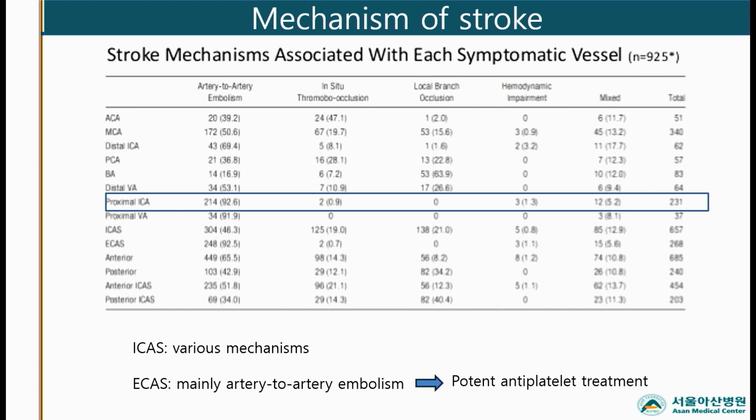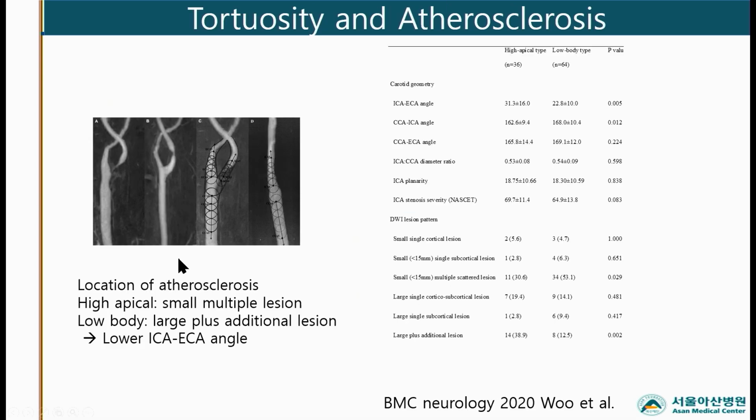So in the case of carotid artery disease, a very potent antiplatelet treatment can be beneficial for reducing the secondary stroke or even in the primary prevention era. Actually, what we found is the location of atherosclerosis differs according to the vessel morphology. If the ICA and ECA has a more wider bifurcation, there is a second angle in the apical area, more distal to the bifurcation area, and that can cause another atherosclerosis in the inner curvature of the ICA.